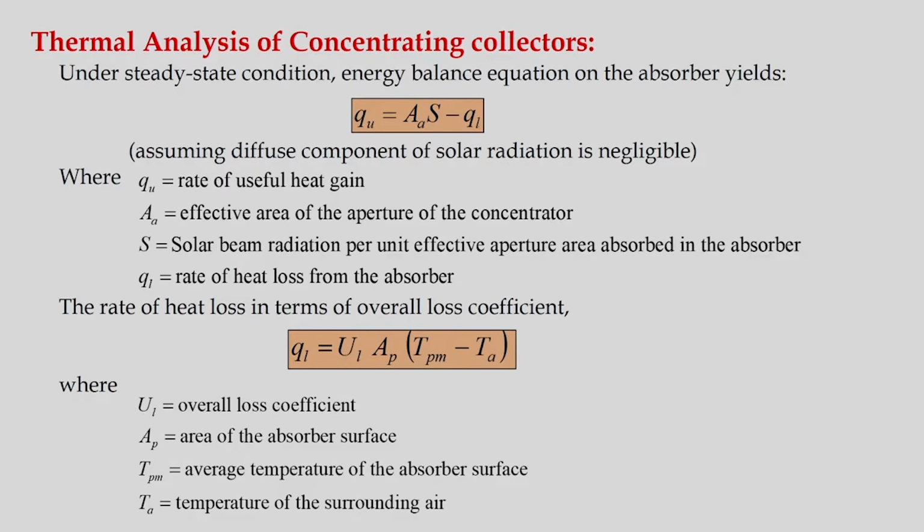Now, let us pay attention to the thermal analysis of concentrating collectors. So, under steady state condition, the energy balance on the absorber plate can be written as something like this. Okay. So, this Q_u is the useful heat gain and A_a is the effective area of the aperture of the concentrator, and S is the solar beam radiation per unit effective aperture area absorbed in the absorber, and Q_L is the rate of heat loss from the absorber. Okay. So, if we write Q_L, that is the rate of heat loss, in terms of overall loss coefficient, we can use this expression. Okay. So, Q_L is U_L A_p (T_pm minus T_a). So, T_pm is the average temperature of the absorber surface, okay, and U_L is the overall loss coefficient.